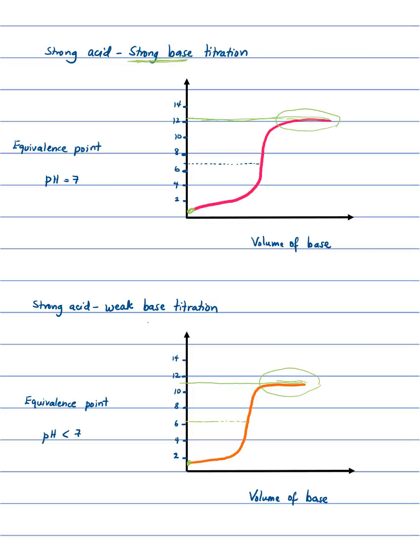Strong base. So remember, the higher the pH, the more basic or alkaline a solution is. In the second one, a weak base, and your pH is below 12. So initial pH, pH at the equivalence point, and your final pH in your pH curve. Those are the three things that you can use to identify which type of titration that graph is representing.